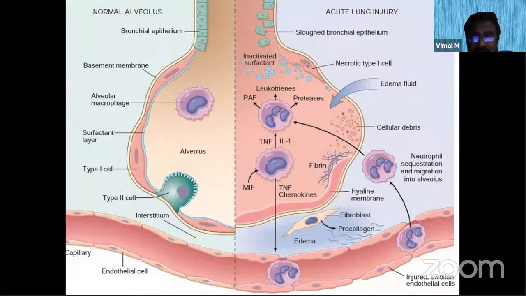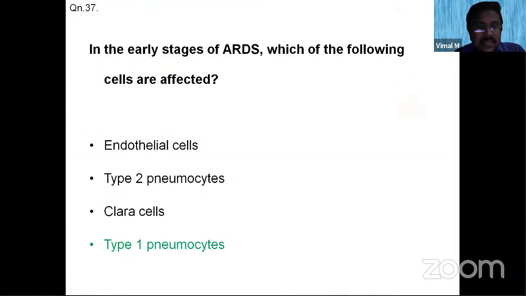As you can see from this picture, all the toxins will be damaging the sloughed bronchial epithelium, and it is the necrotic type 1 pneumocytes that initially cause all these damages. This damage further recruits the neutrophils and causes further damage. So the answer is type 1 pneumocytes.